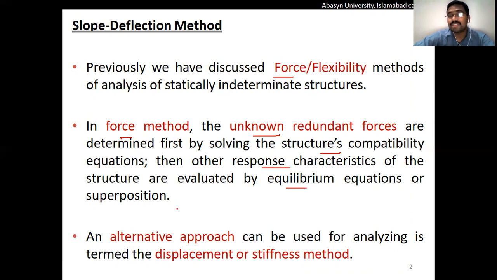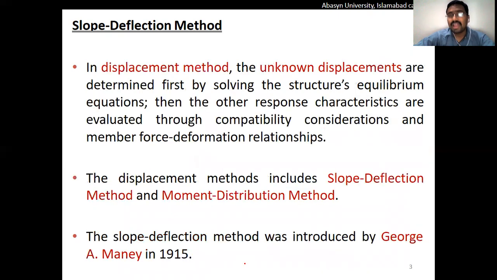Now, the other method that can be used to analyze indeterminate structures is called the displacement method or the stiffness method. In the displacement method, instead of calculating the redundant forces, we first find the unknown displacements, and these displacements are calculated using the structure's equilibrium equations. Later on, the other characteristics of the structure like axial force diagram, reactions, bending moment diagrams, and shear force diagrams are calculated.